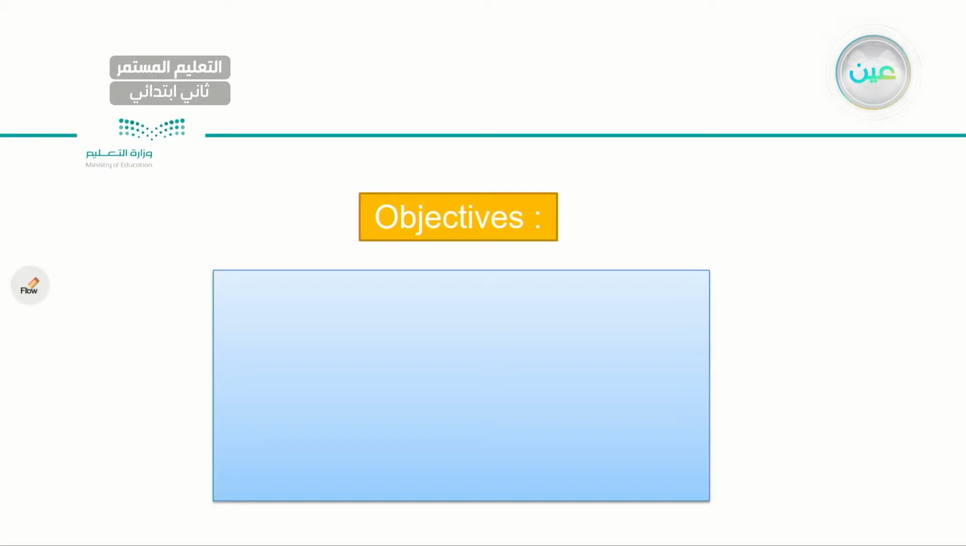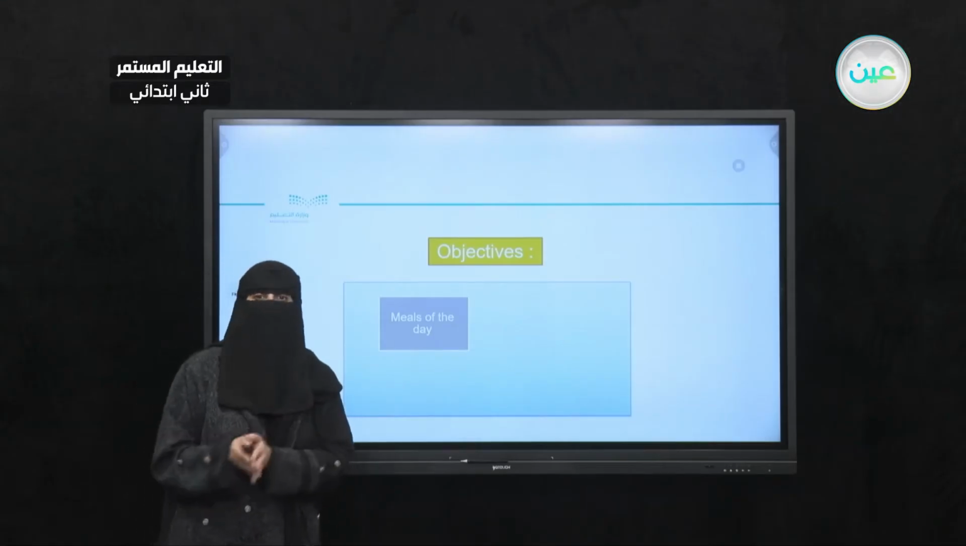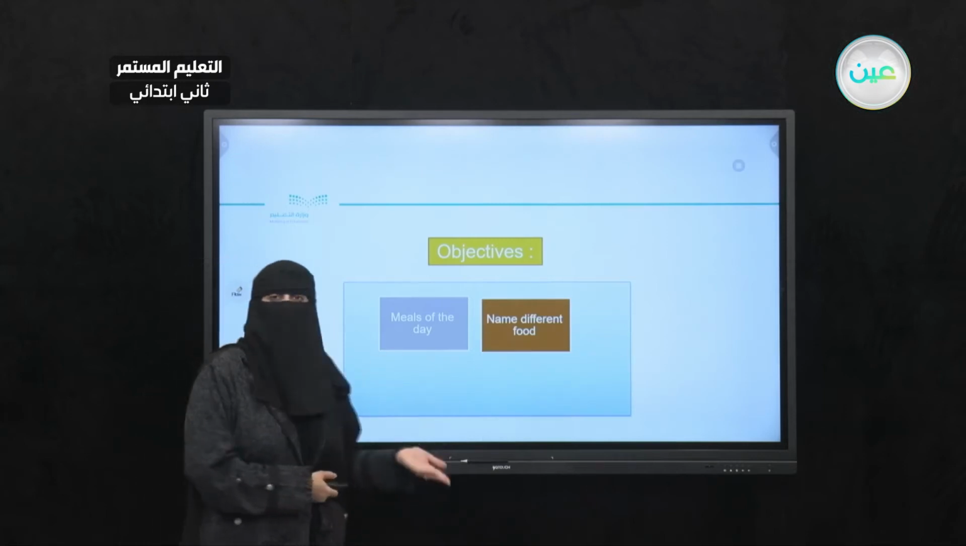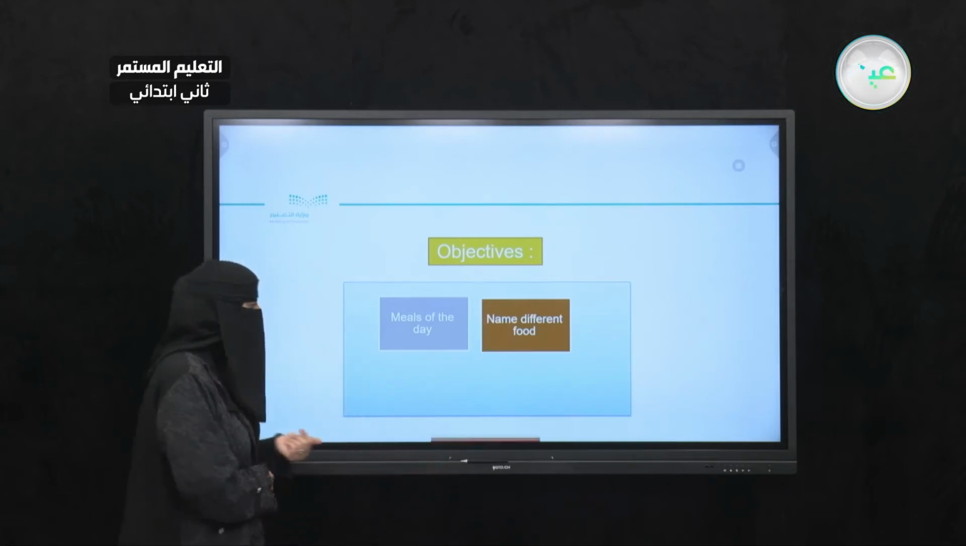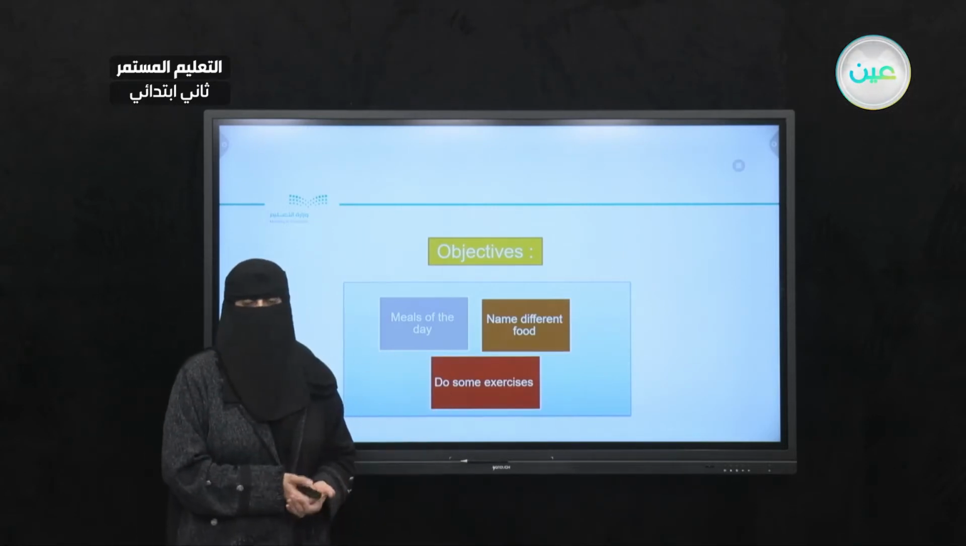So let's start. Bismillah. By the end of the lesson, inshallah, you are expected to name different kinds of meals that we eat throughout the day. We will also be able to design a menu. What are we going to have for breakfast, for lunch, and for dinner? We'll be able to name different kinds of food, extra kinds of food. Also, as usual, we'll be doing a lot of exercises, okay?